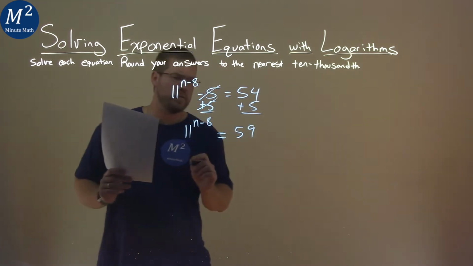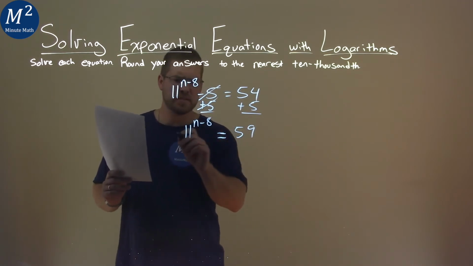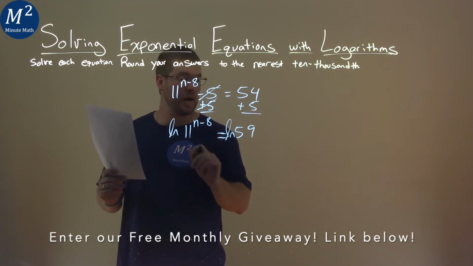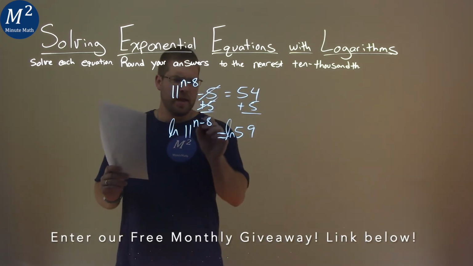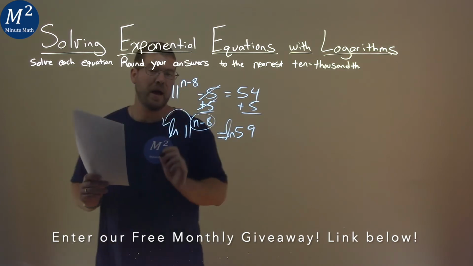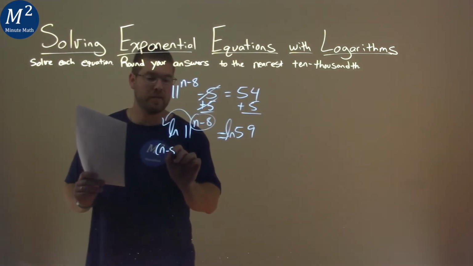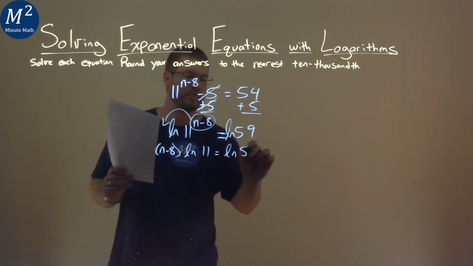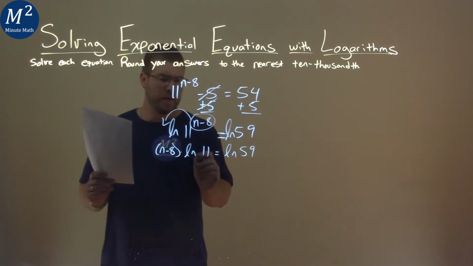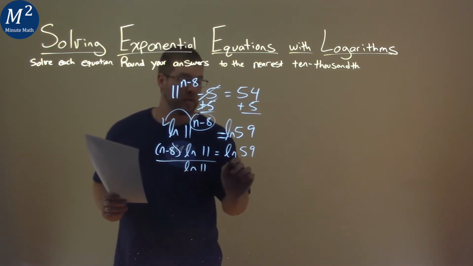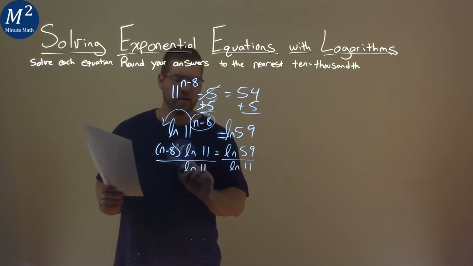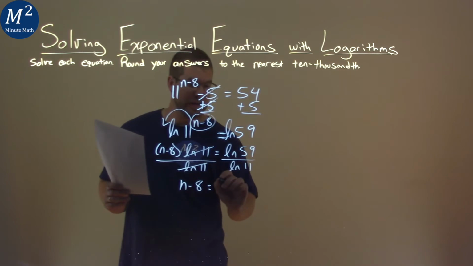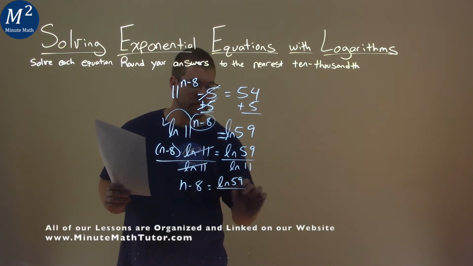Our rules of logarithms state that we can take the natural log of both sides here. So let's do that. We take the natural log of both sides of the 11 to the n minus 8 power and the 59. That allows me to take this n minus 8 power and put it out front. We have n minus 8 here now multiplied by natural log of 11 is equal to natural log of 59. From there we keep solving. I divide both sides by natural log of 11. And that cancels here, and I'm left with n minus 8 here is equal to natural log of 59 over natural log of 11.